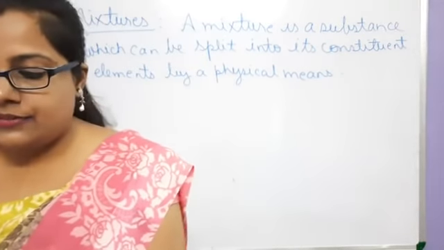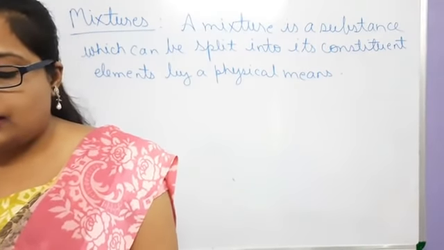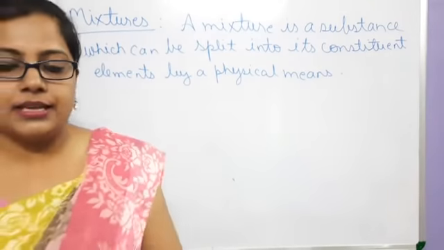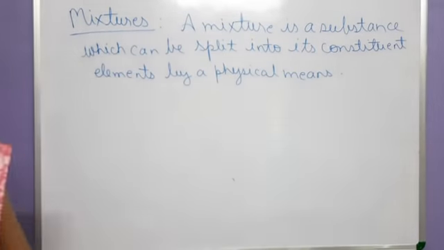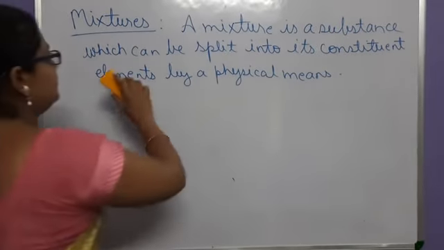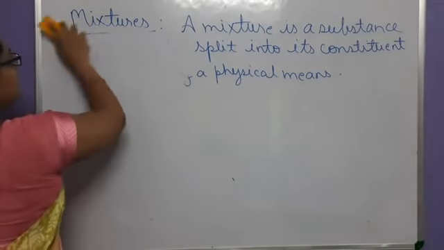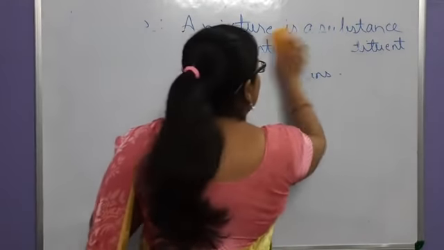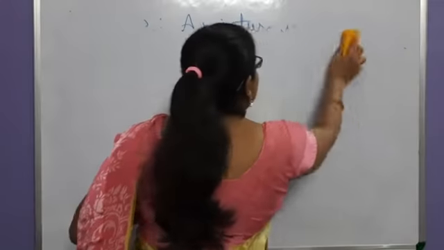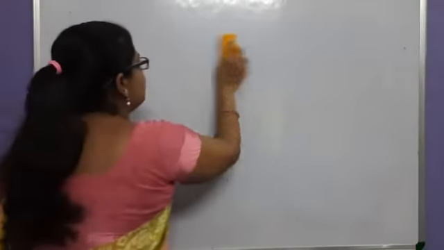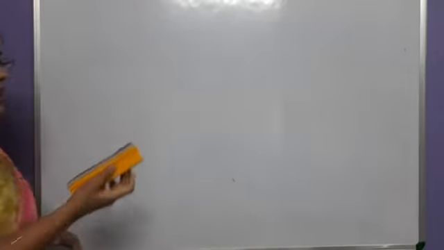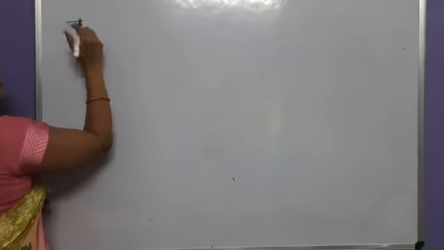Okay, I think the definition of the mixture is clear. Now let's take some examples of mixture. Now there are various types of mixture around us. Some of the mixtures are naturally found and some of the mixtures are man-made. Okay, there are various types of mixture. So we are now taking examples of mixture.